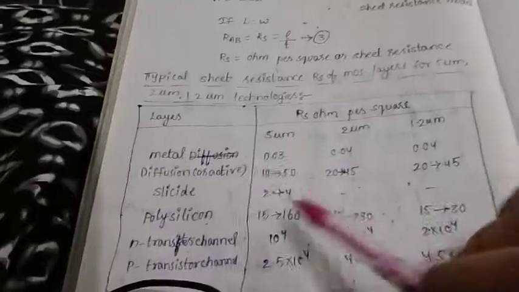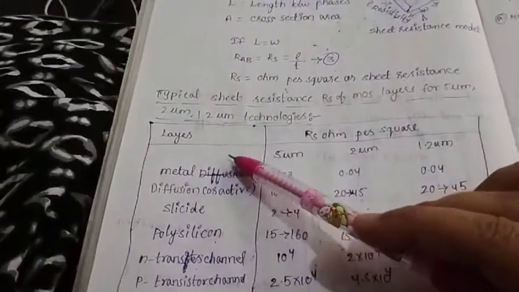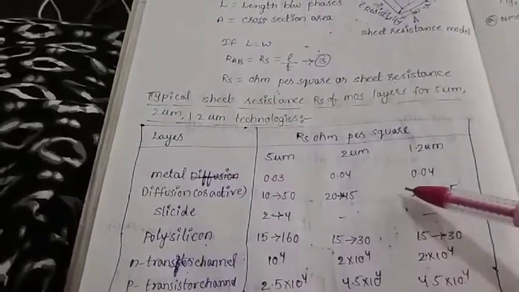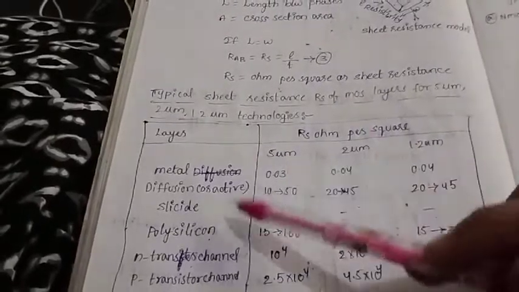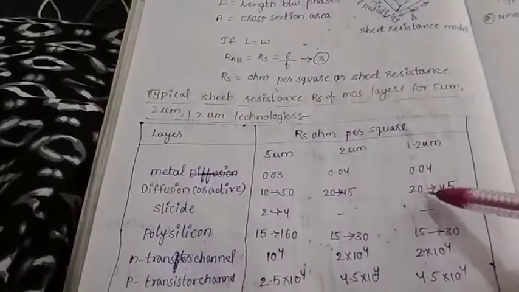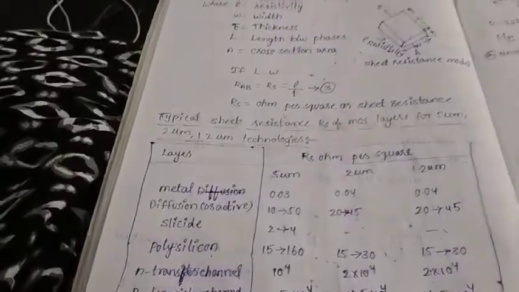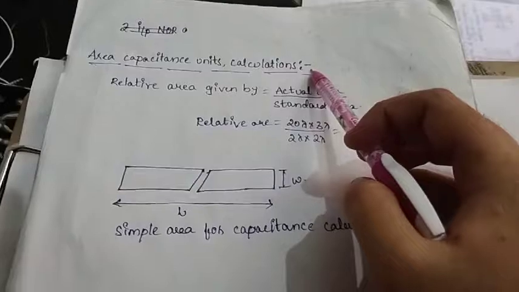Next, you can see there are different types of materials, and for the different types of materials the resistance is like this. In this table you can observe the resistance for the different types of materials. Next topic is area, capacitance, units and calculations.